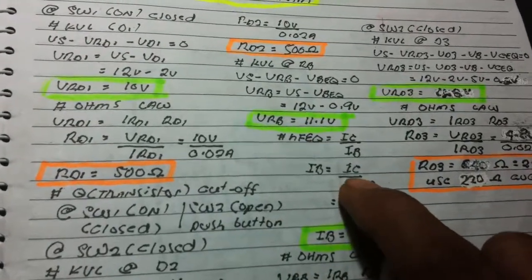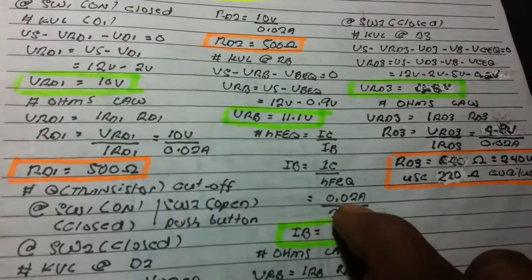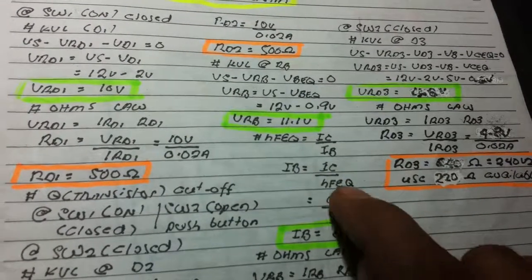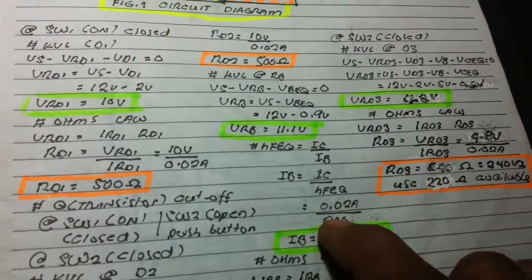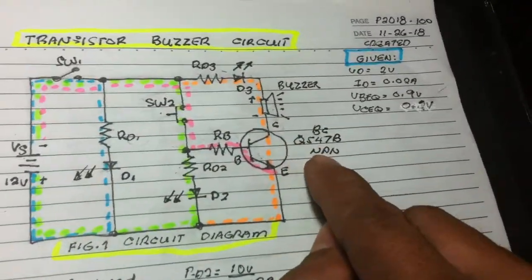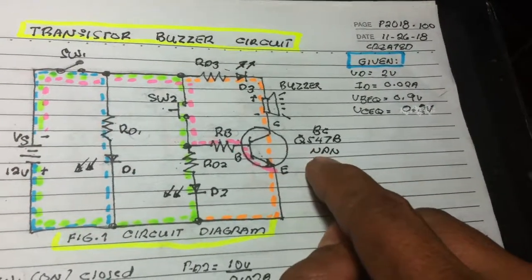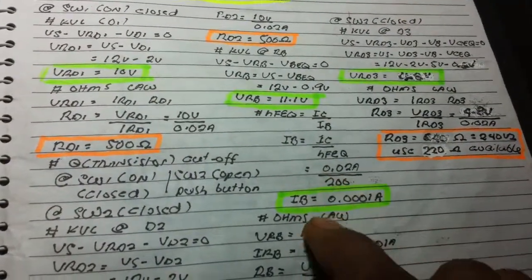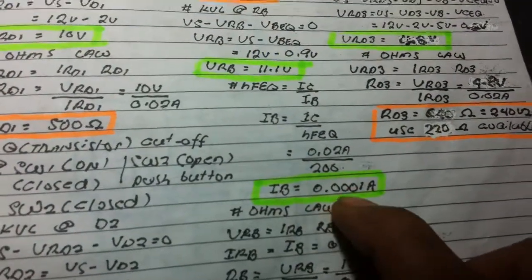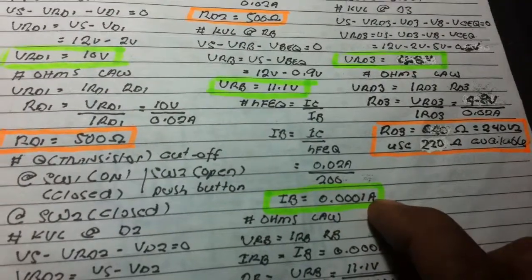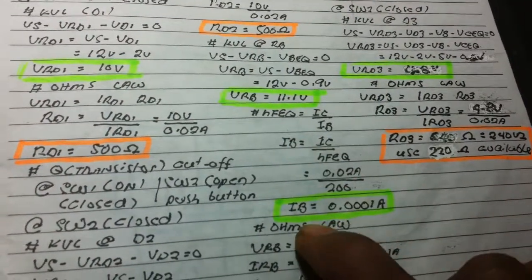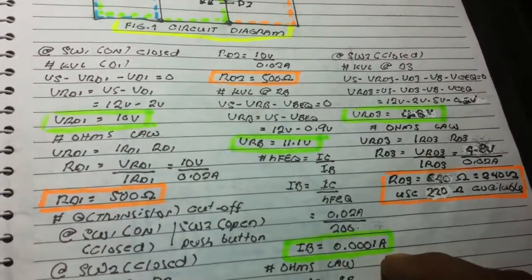So by substitution, 0.02 ampere is the IC, and the HFE is 200. The HFE of the transistor is given in the datasheet, 200. By calculation, we got 0.0001 ampere. We got now the base current.